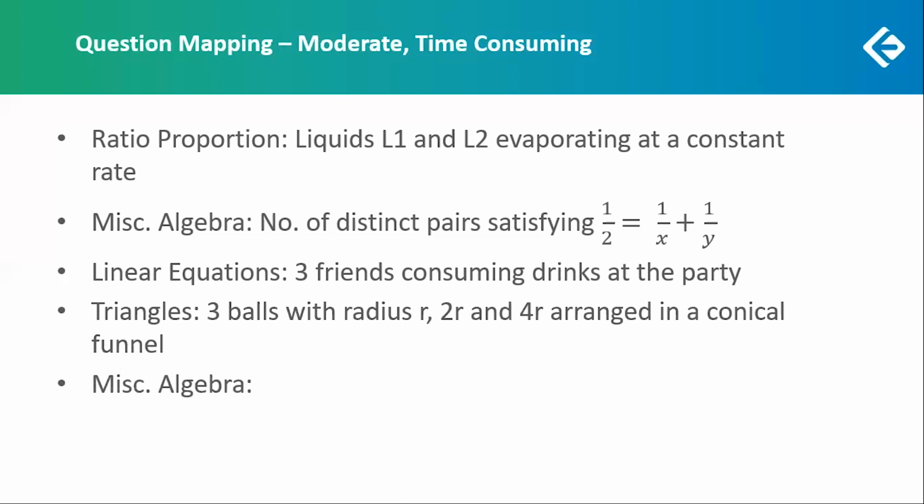A question based on miscellaneous algebra was given, where this particular expression was given: 47 upon 17 is equal to 2 plus 1 upon x plus 1 upon y plus 1 upon z, and there were options given. The best approach to solve this kind of question is to try the options and check whether the RHS gives you a value equal to the LHS or not. Because we are trying options one by one, this might be a time-consuming question if you are not getting the answer with the initial options.